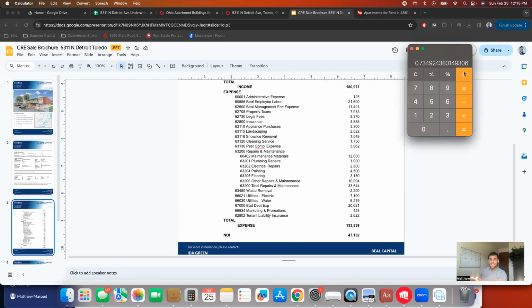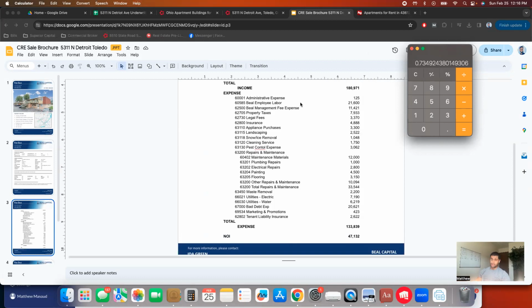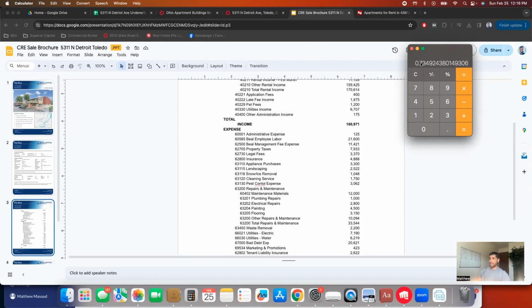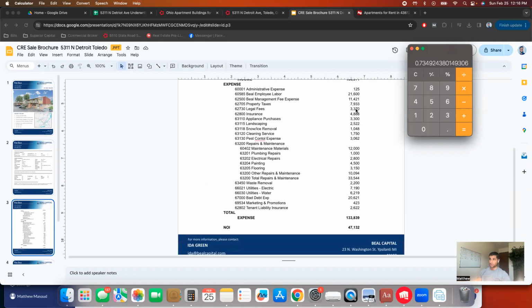So they're running a 73% expense ratio. And for those that don't know, an expense ratio is simply saying what percentage of the income is being used towards expenses. For multifamily, it's between 40 and 50%, depending on how old the building is, what CapEx is coming. So for something like this, I'd expect 50%, but seeing that the building's operating at a 73% expense ratio is huge.